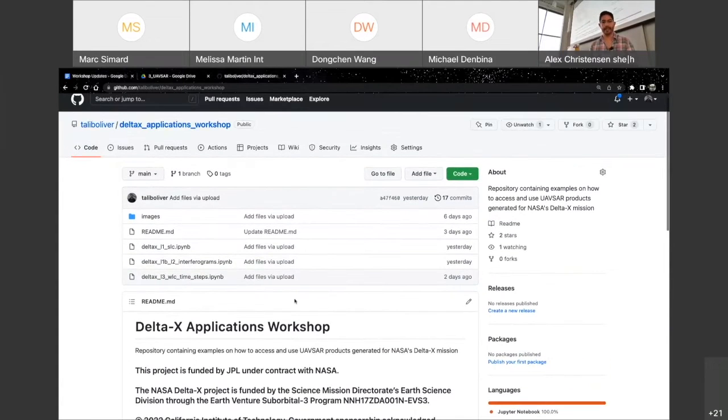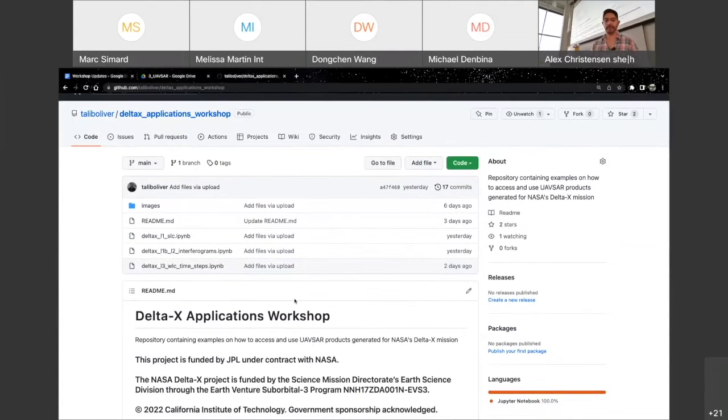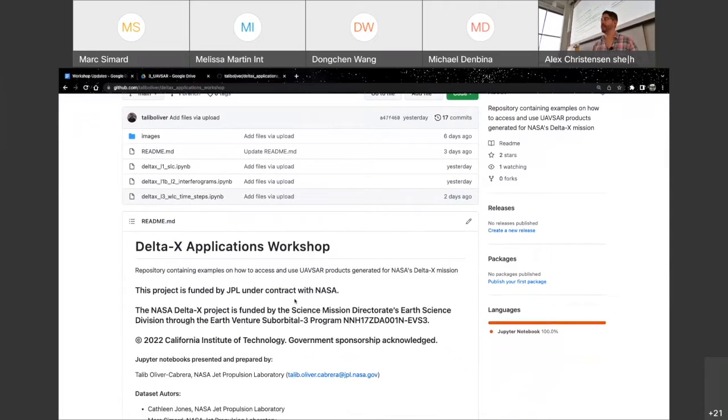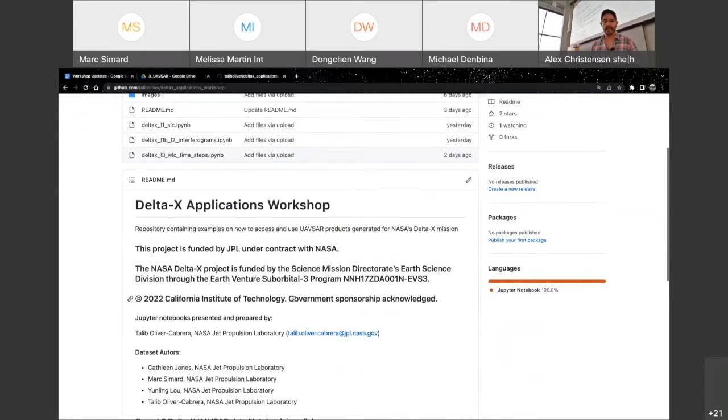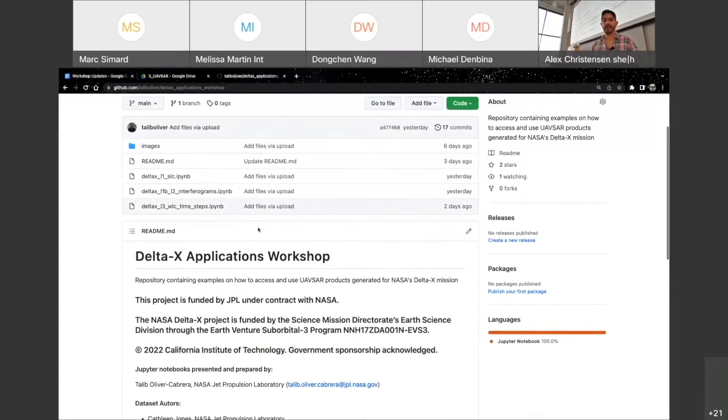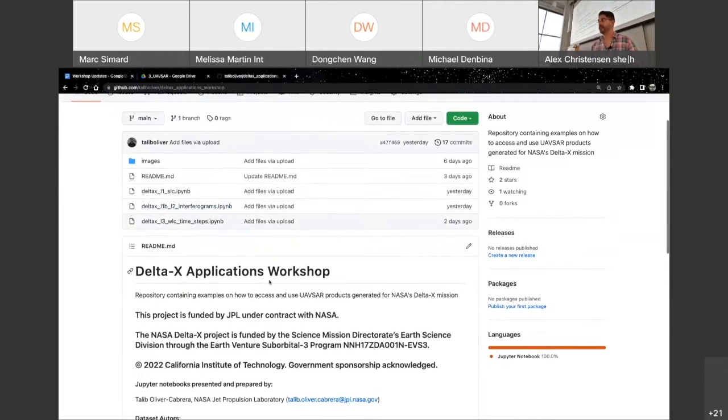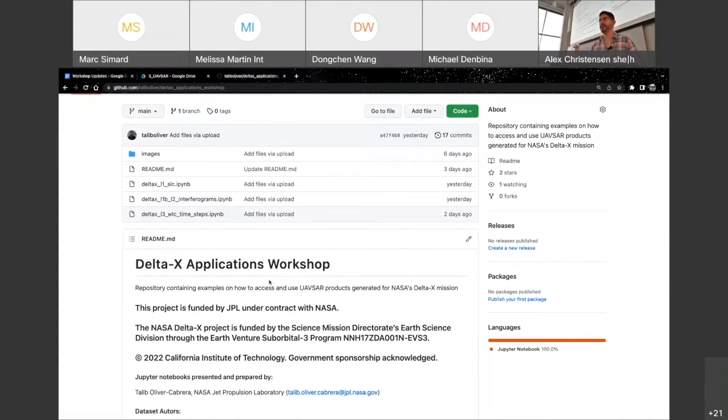I'm back here in the main site of the UAVSAR application notebook page. And now we're going to take a look at the level 1B and level 2 products, which are the interferograms. And these interferograms, just to give you a quick overview, are the information or the images that we used to generate the time steps that we just took a look at in the previous module.